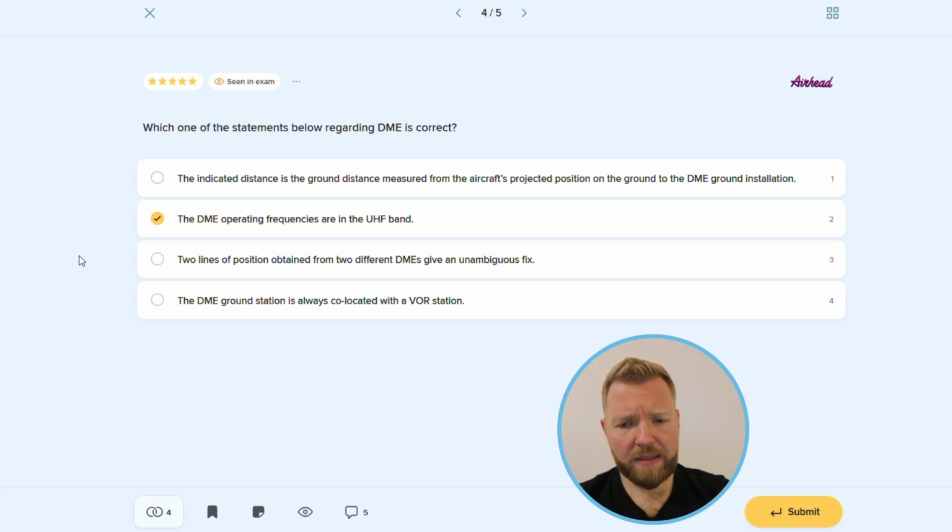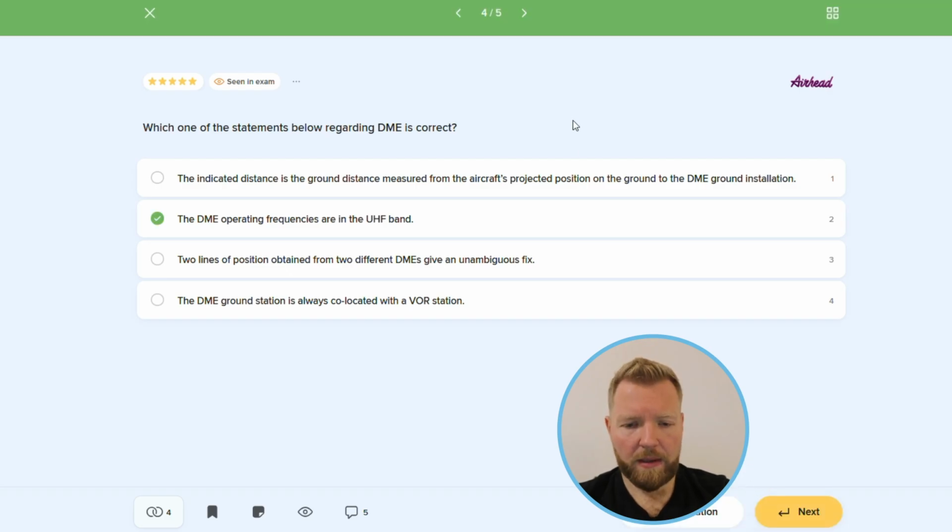And the last one: the DME ground station is always co-located with a VOR station. And this one is also incorrect. Please remember that DME can be a standalone station. It can also be co-located with an ILS, or rather rarely, but still with an NDB. So, as I mentioned before, answer number 2 is correct.